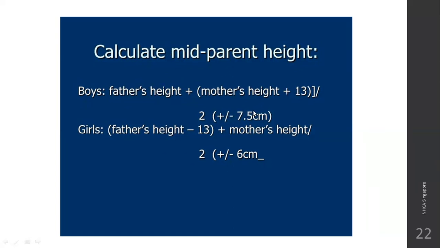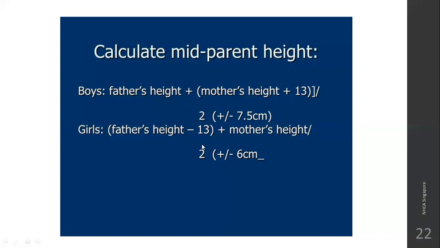Plus or minus 7.5 centimeter. Whatever answer you get, plus or minus 7 centimeter, you will get a boy's average height, if it is a boy child. If it is a girl child, father's height plus mother's height minus 13, divided by 2. Whatever is the answer, plus or minus 6 centimeter is a normal range. Okay, so this is how you can predict the child's height.